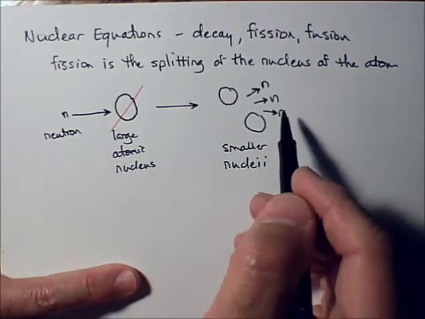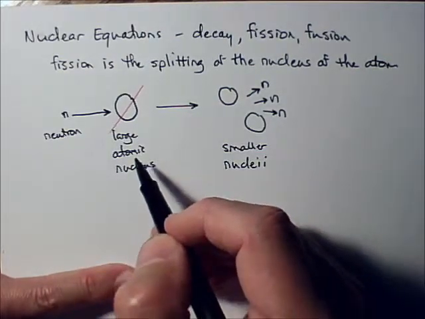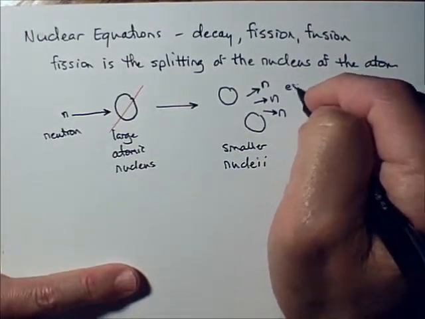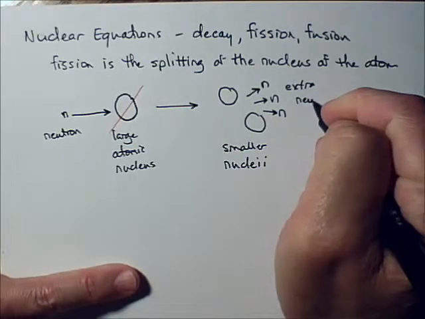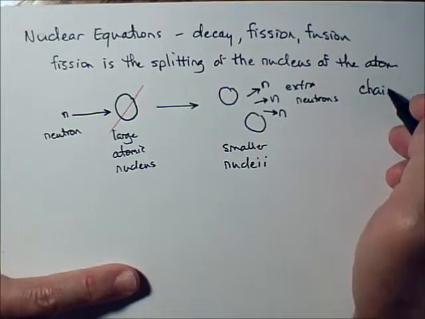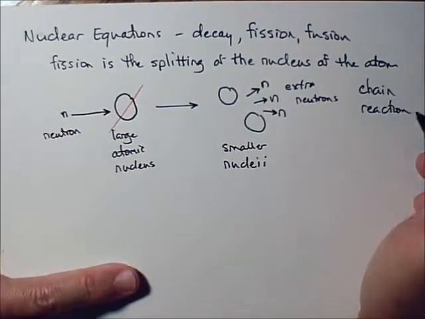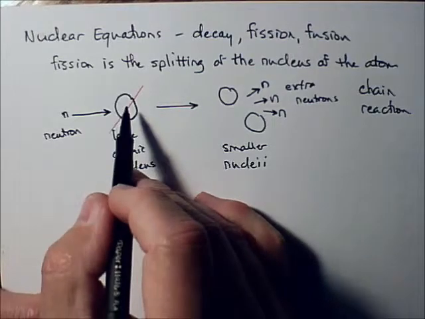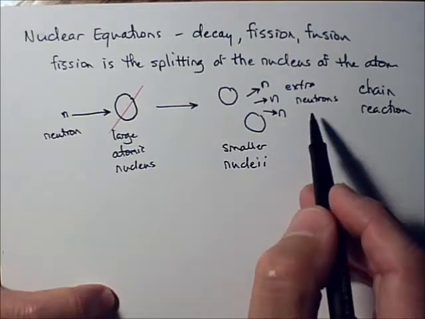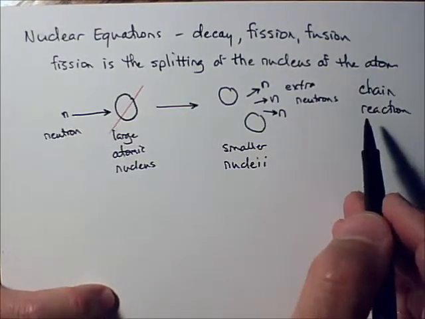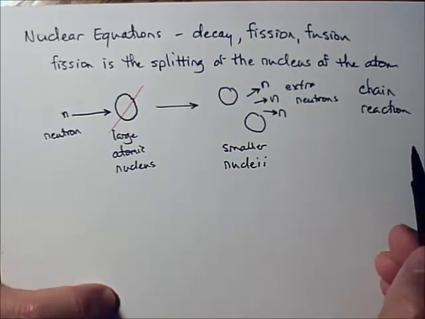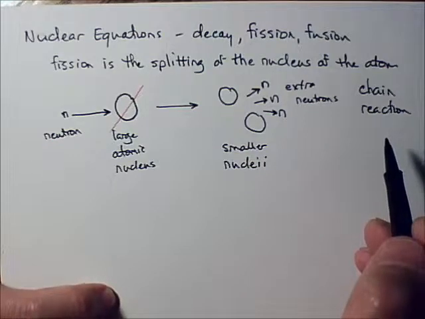Those neutrons then can go on and hit another large nucleus and cause that to split up. And so the result of all of this is that you can have what's called a chain reaction. Okay? The original neutron causes one atom to split into smaller nuclei. But then you get extra neutrons too, and those go on and hit some more nuclei, and those split, and they hit some more nuclei, and those split, and pretty soon you've got this huge chain reaction going on.